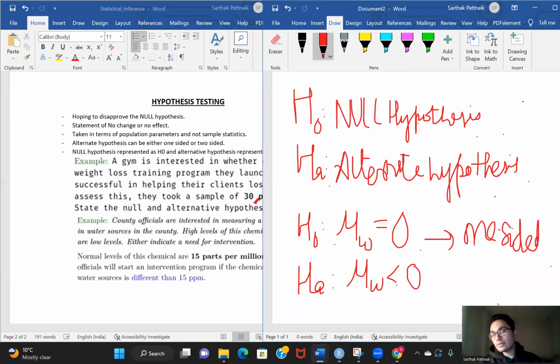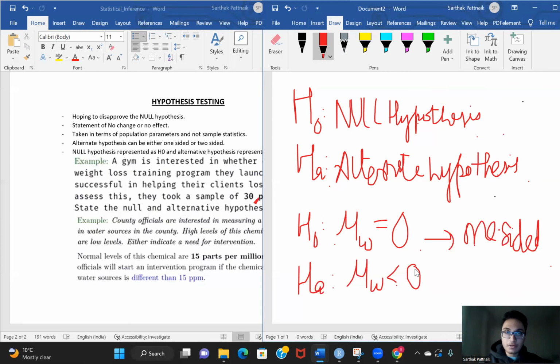The other possibility could have been an increase in weight of the participants, but that itself would have told us that the program is ineffective. We are concerned with finding evidence that proves that the program is actually effective, which is why we'll go for the first condition, which is the sample mean is less than 0.